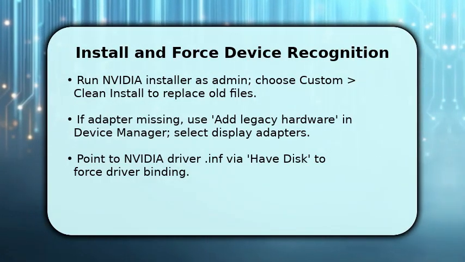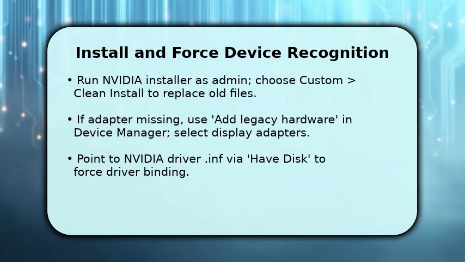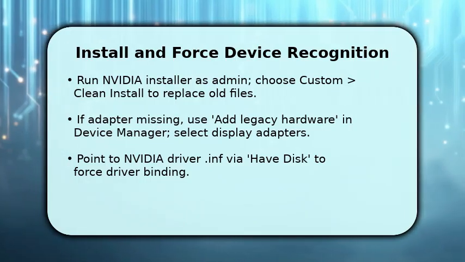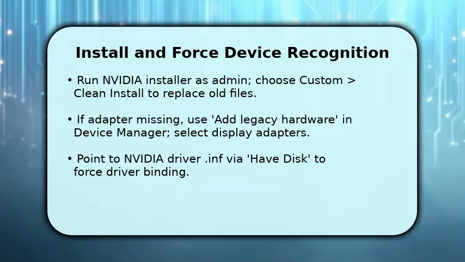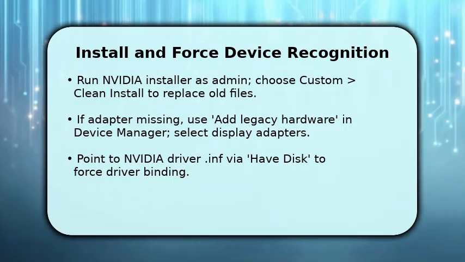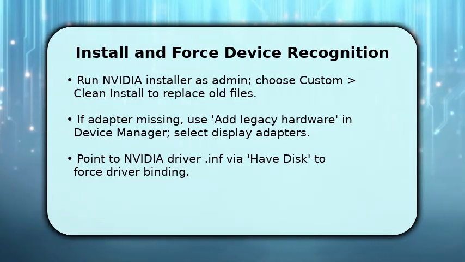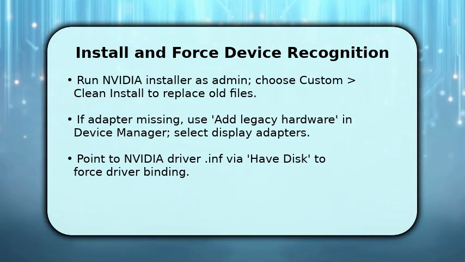If your Nvidia device still doesn't show under display adapters, use Device Manager's action Add Legacy Hardware, choose Install the hardware manually, and select Display Adapters. Then use Have Disk and navigate to the driver's display driver folder to select the inf. This forces Windows to bind the Nvidia driver even when automatic detect fails, making the adapter appear.